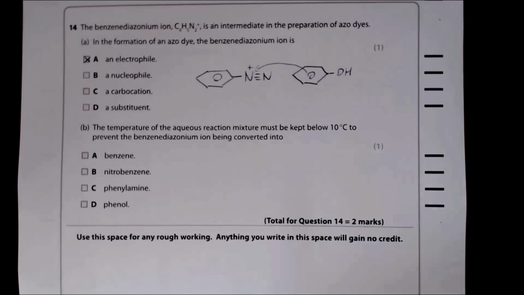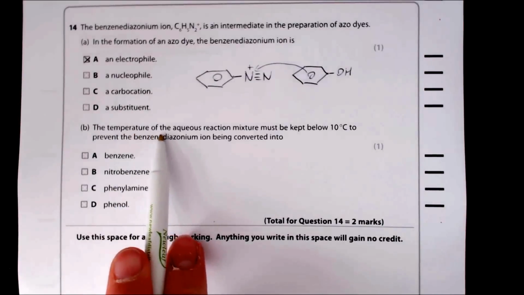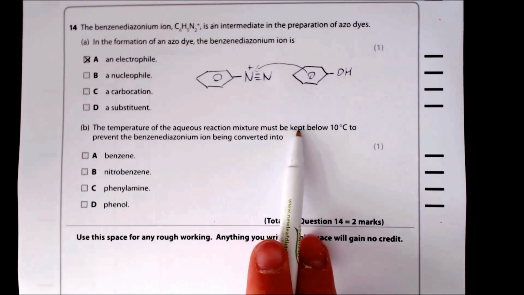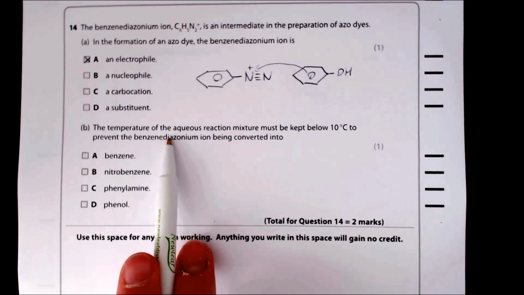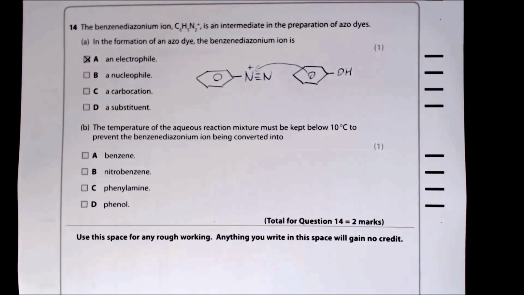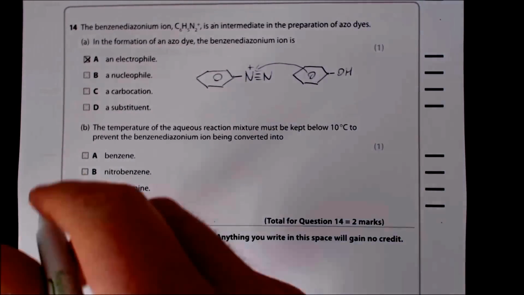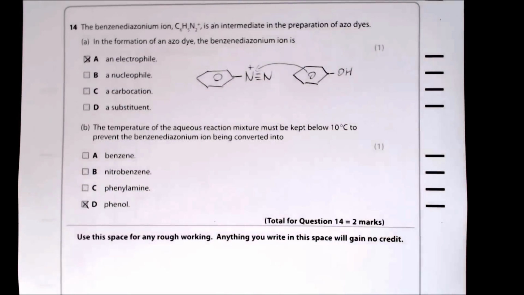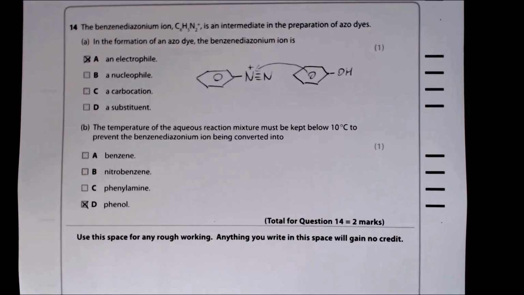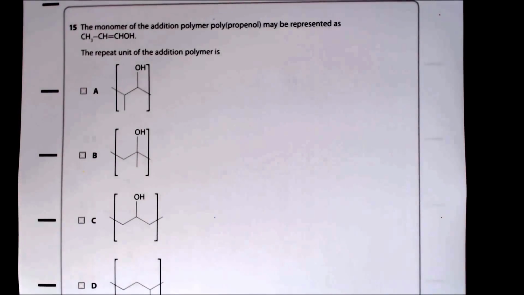Okay, and question part B says the temperature of the aqueous reaction mixture must be kept below 10 degrees to prevent the benzene diazonium ion becoming converted into... so this is one you just have to remember, it stops it from forming phenol, so we keep it at a cool temperature. Okay, right, on to the next question.